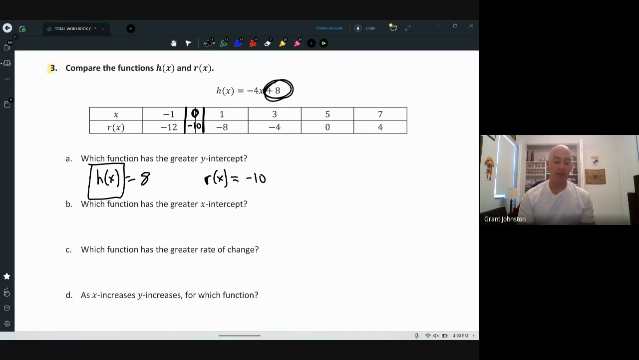Now, how about the x-intercept? Remember, the x-intercept is when y is 0. So for the equation h of x, we can't just see it in the equation. So I'm going to have to do some math. So for the x-intercept, for h of x, I'm going to plug in 0 for y. So I'll have 0 equals -4x plus 8. Subtract 8 from both sides. Divide by -4. It's 2. And this is for h of x. That's the x-intercept is 2.